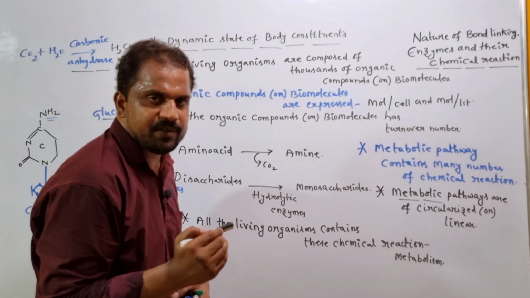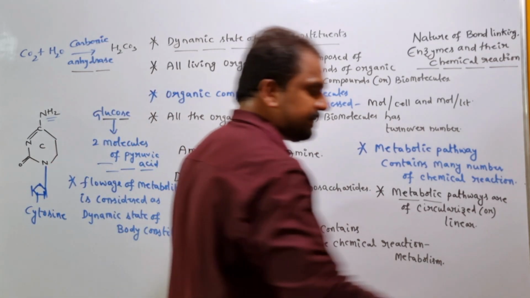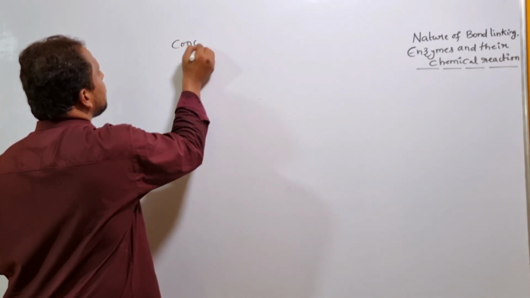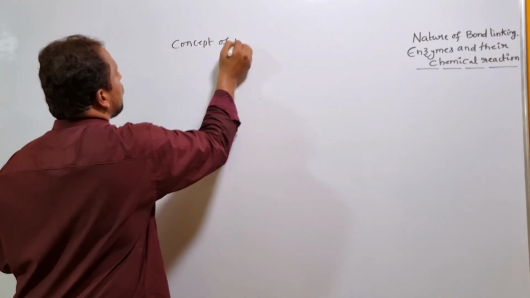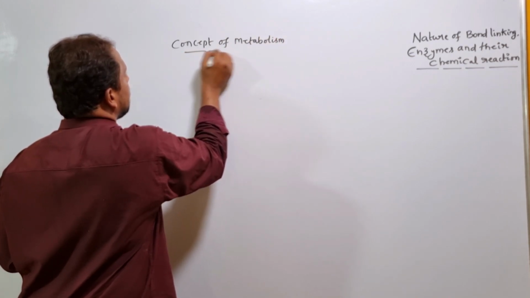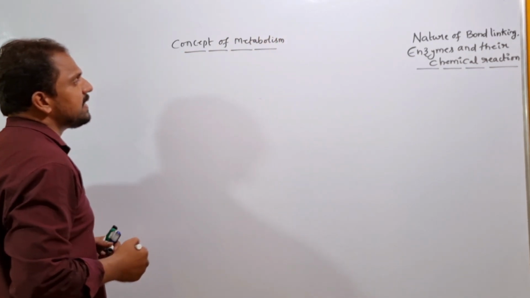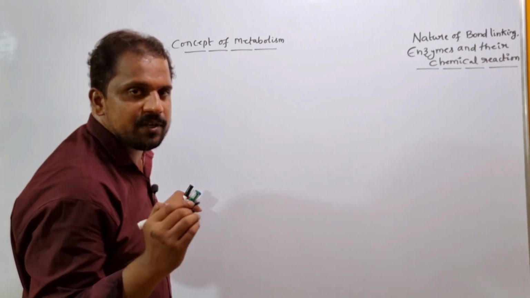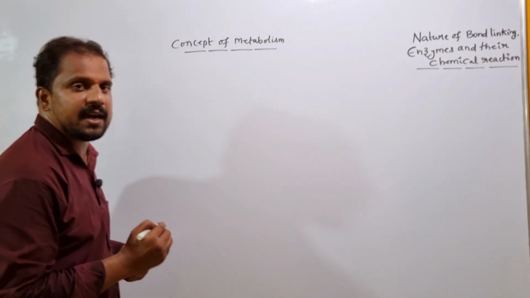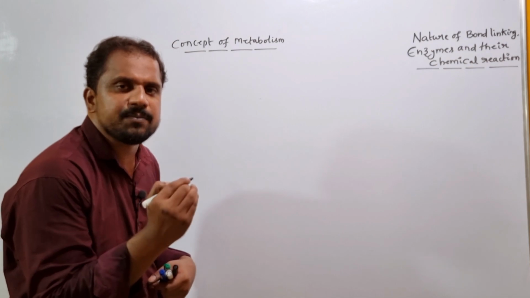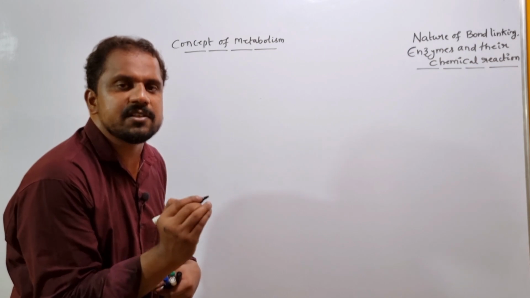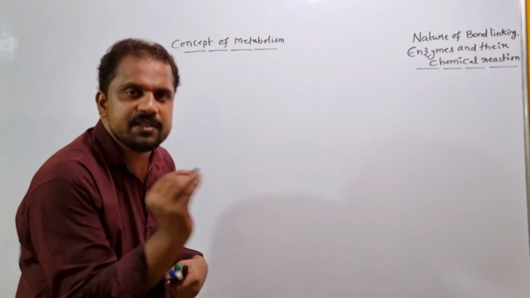So here, what is metabolism? Catabolism and anabolism together are termed as metabolism. So here, the particular metabolic pathways which most commonly occur in one particular living organism are responsible for the conversion of simpler molecules into complex molecules, and they are also responsible for the conversion of complex molecules into simpler molecules.